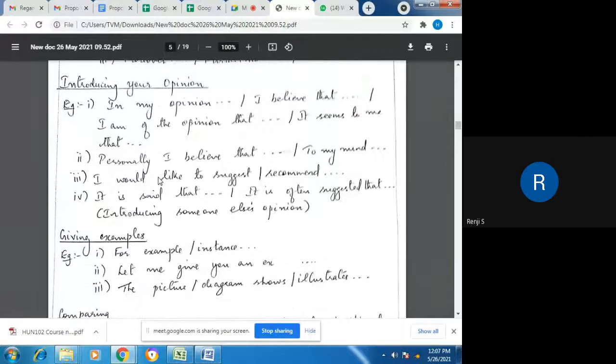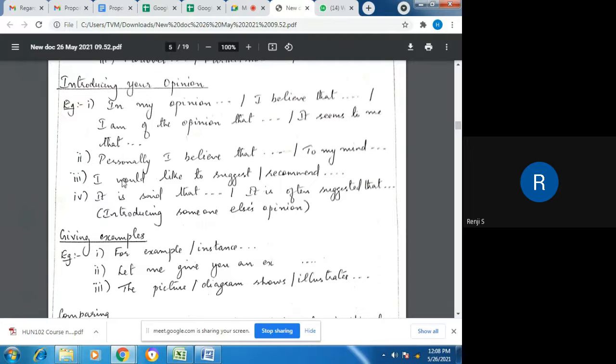Then, when you are introducing your opinion, giving some opinion of yourself to others, you can use these sentences: in my opinion, or I believe that, or I am of the opinion that, or it seems to me that. These are the sentences that you can use when you are giving your opinion. So, in my opinion, I would like to express. You can continue this sentence, or I believe that it would be better, and you can continue your matter. And I am of the opinion that, etc., or it seems to me that. And these are the opinion expressing sentences.